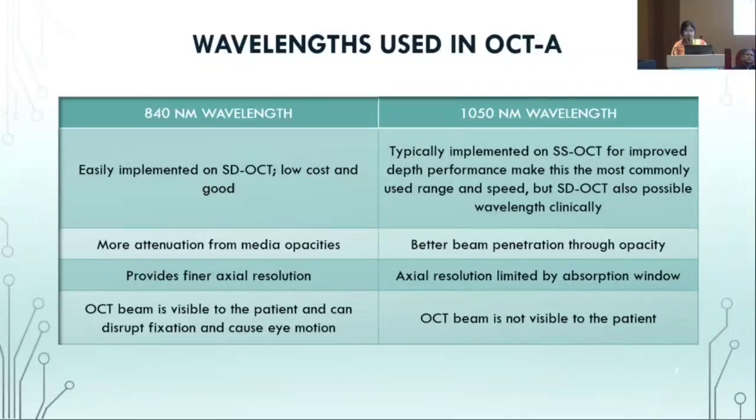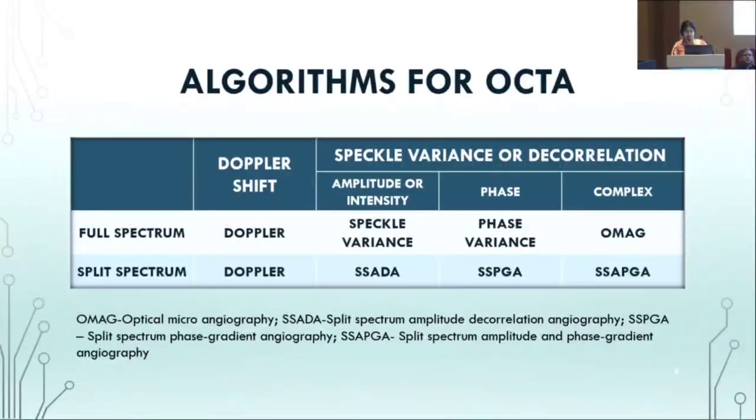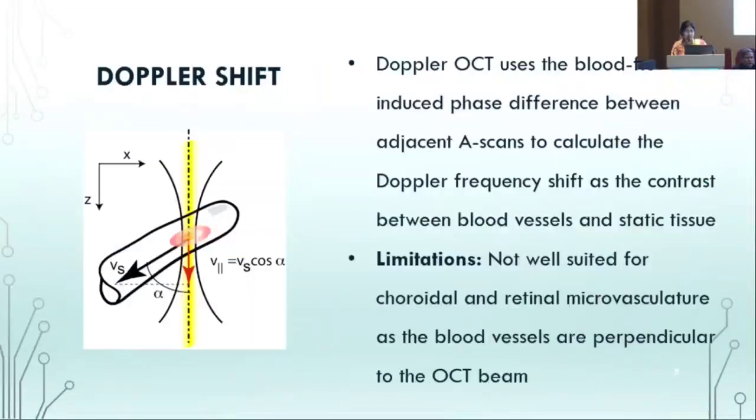The various wavelengths used in OCT angiography are 840 nanometer and 1050 nanometer. The higher wavelength gives better beam penetration and axial resolution, and it is not visible to the patient, hence motion artifacts are less with high wavelength. The various algorithms used for OCT angiography are full spectrum and split spectrum. There is a Doppler shift algorithm. It uses blood flow induced phase difference between adjacent A scans to calculate the Doppler frequency shift as the contrast between the blood vessel and static tissue.